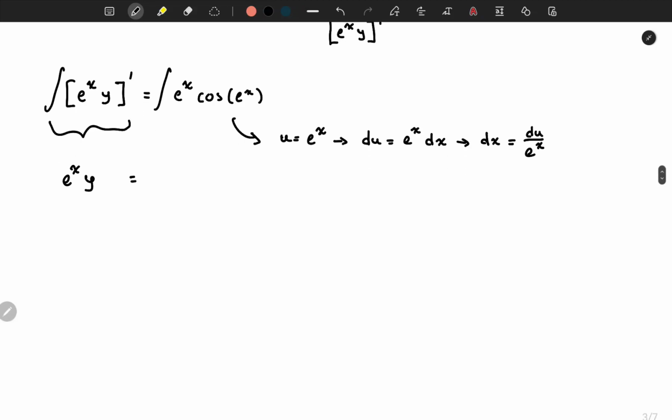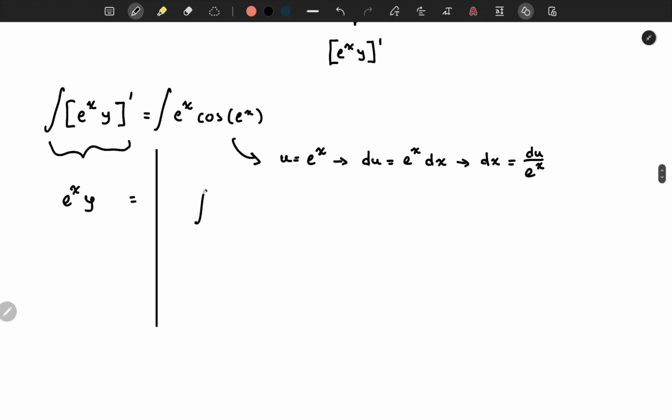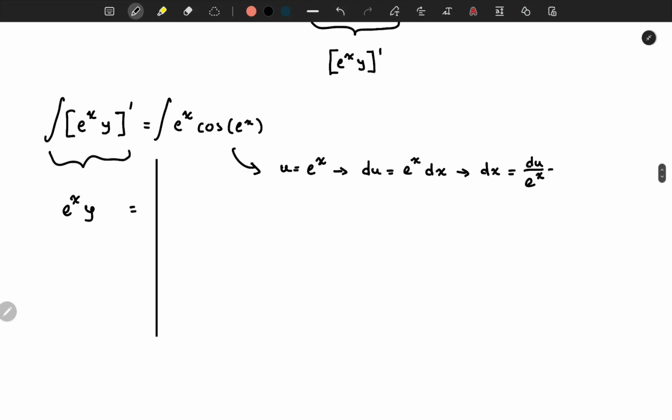So if we now go ahead and solve the following integral, let's just keep this on the side for now. Actually, let's go ahead and write this as du over u, because remember, u is equal to e to the power of x, so we can just write it like that. So now let's write our integral. So u cos u times du over u. You can see that this u and this u cancel out, leaving us with just cos u du.